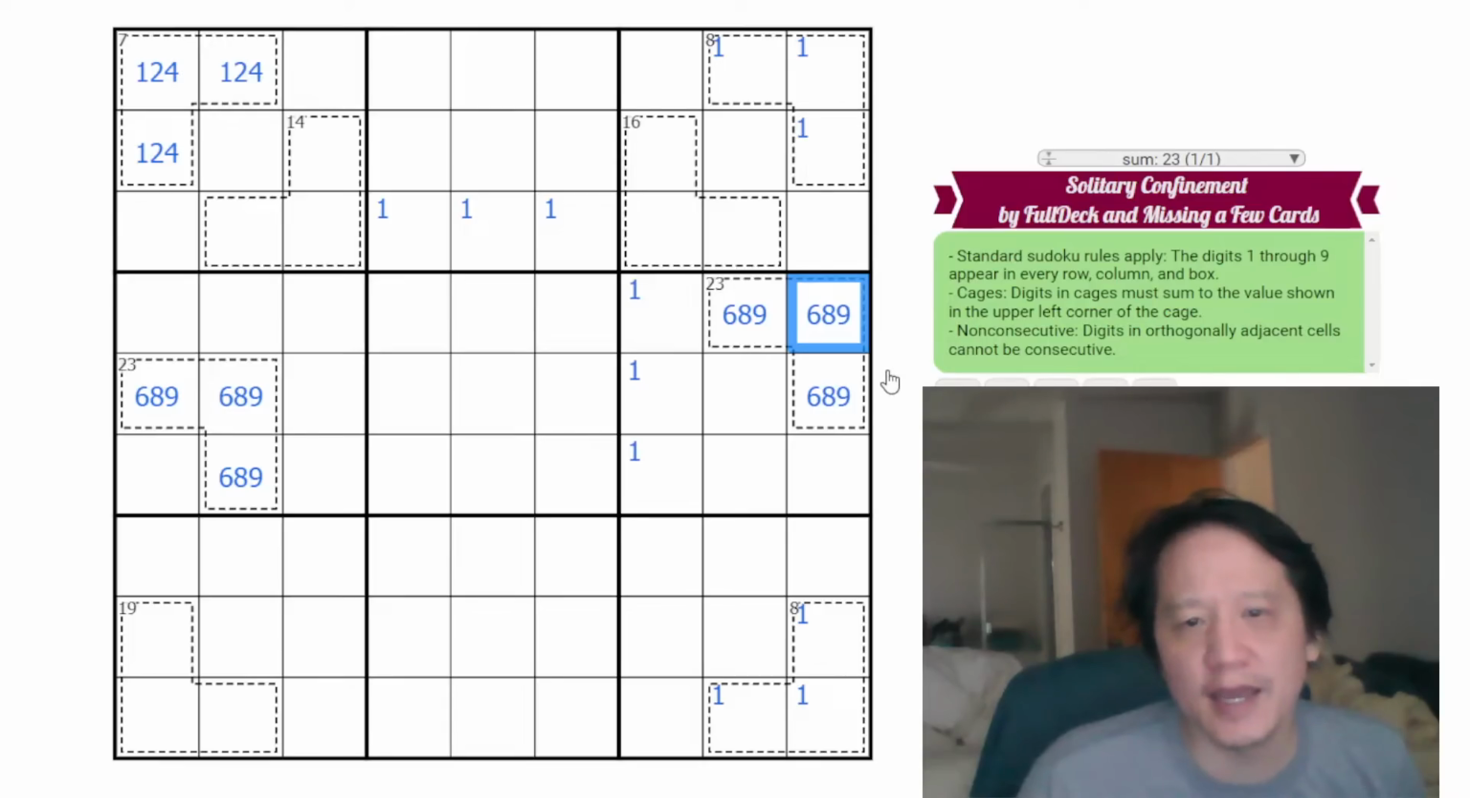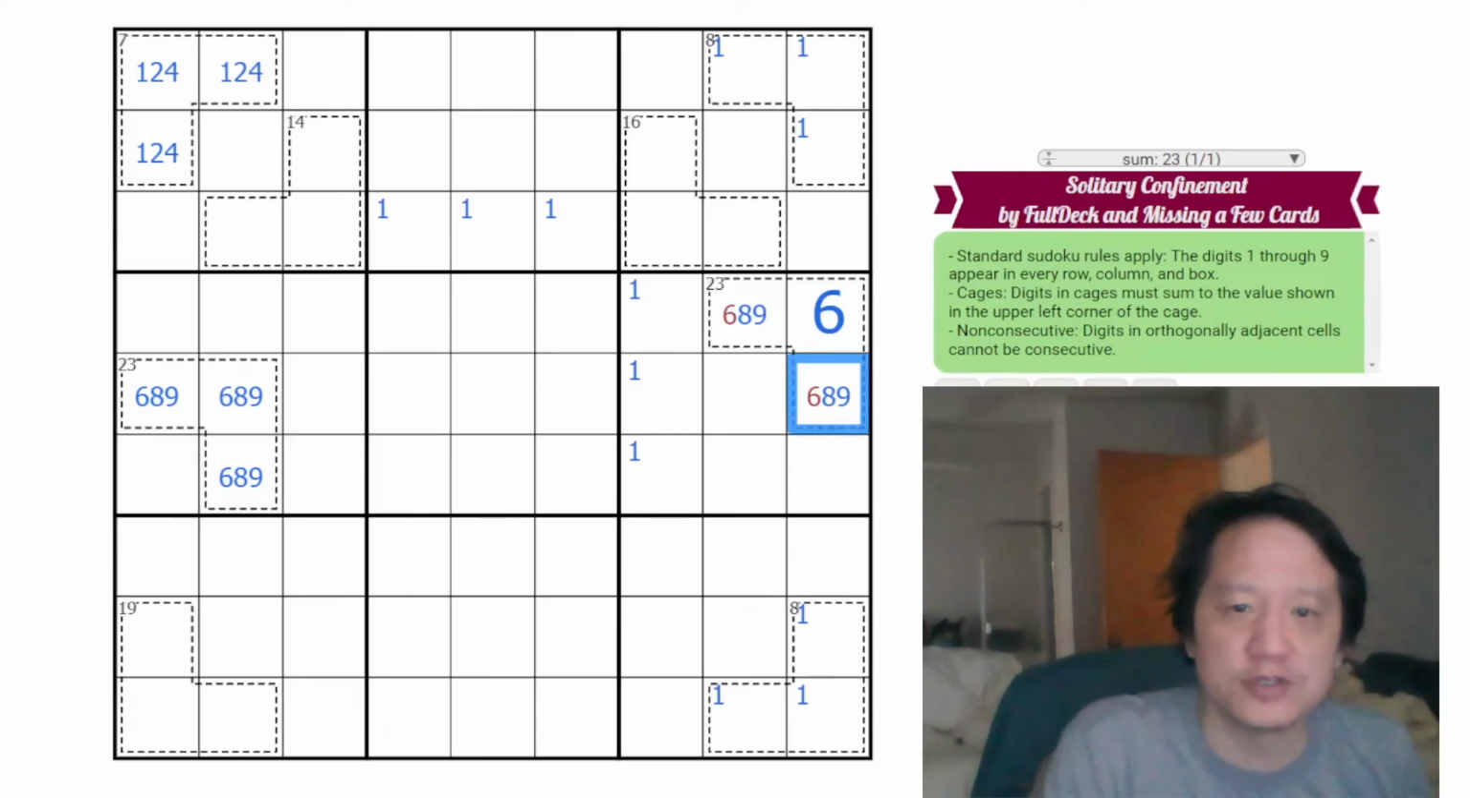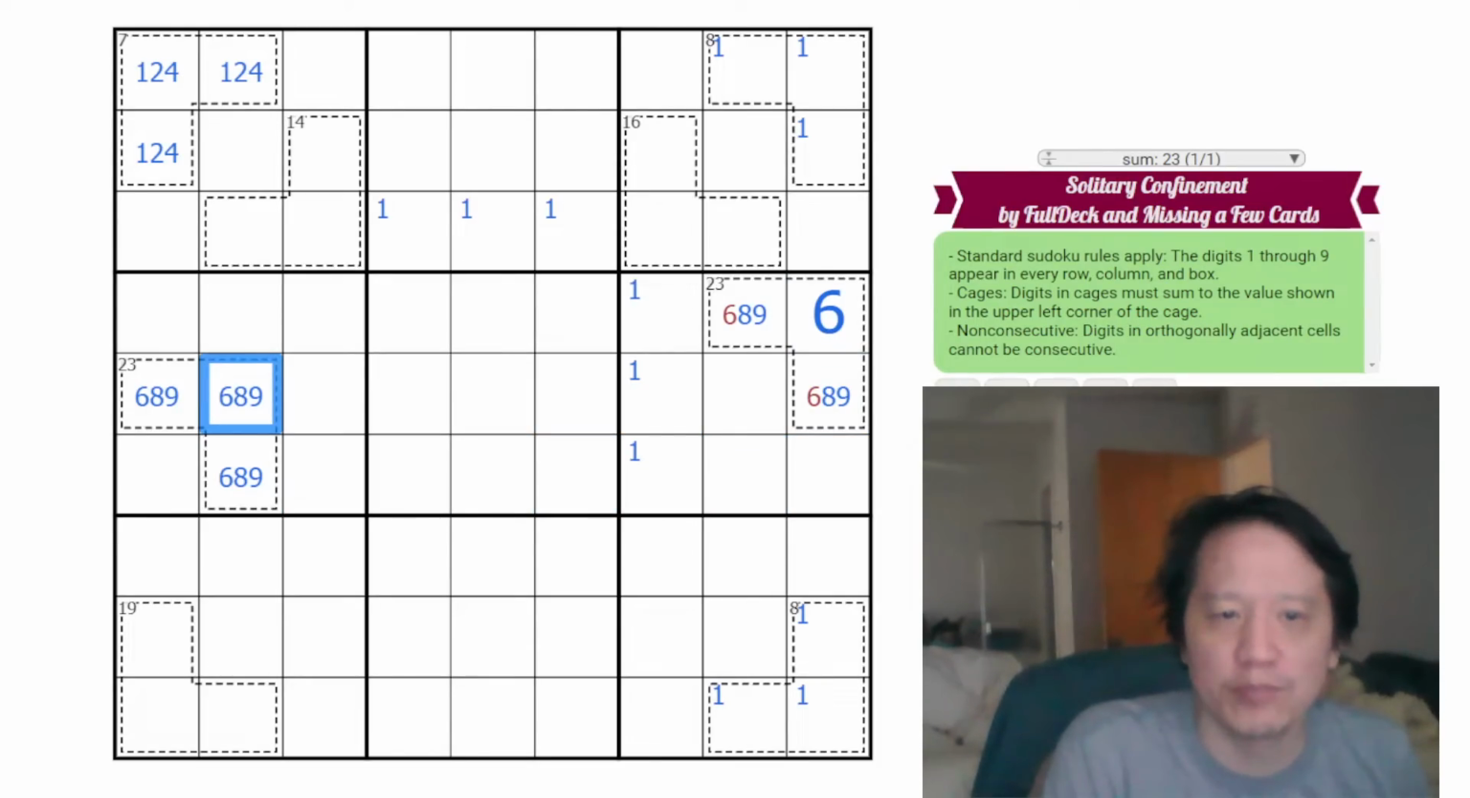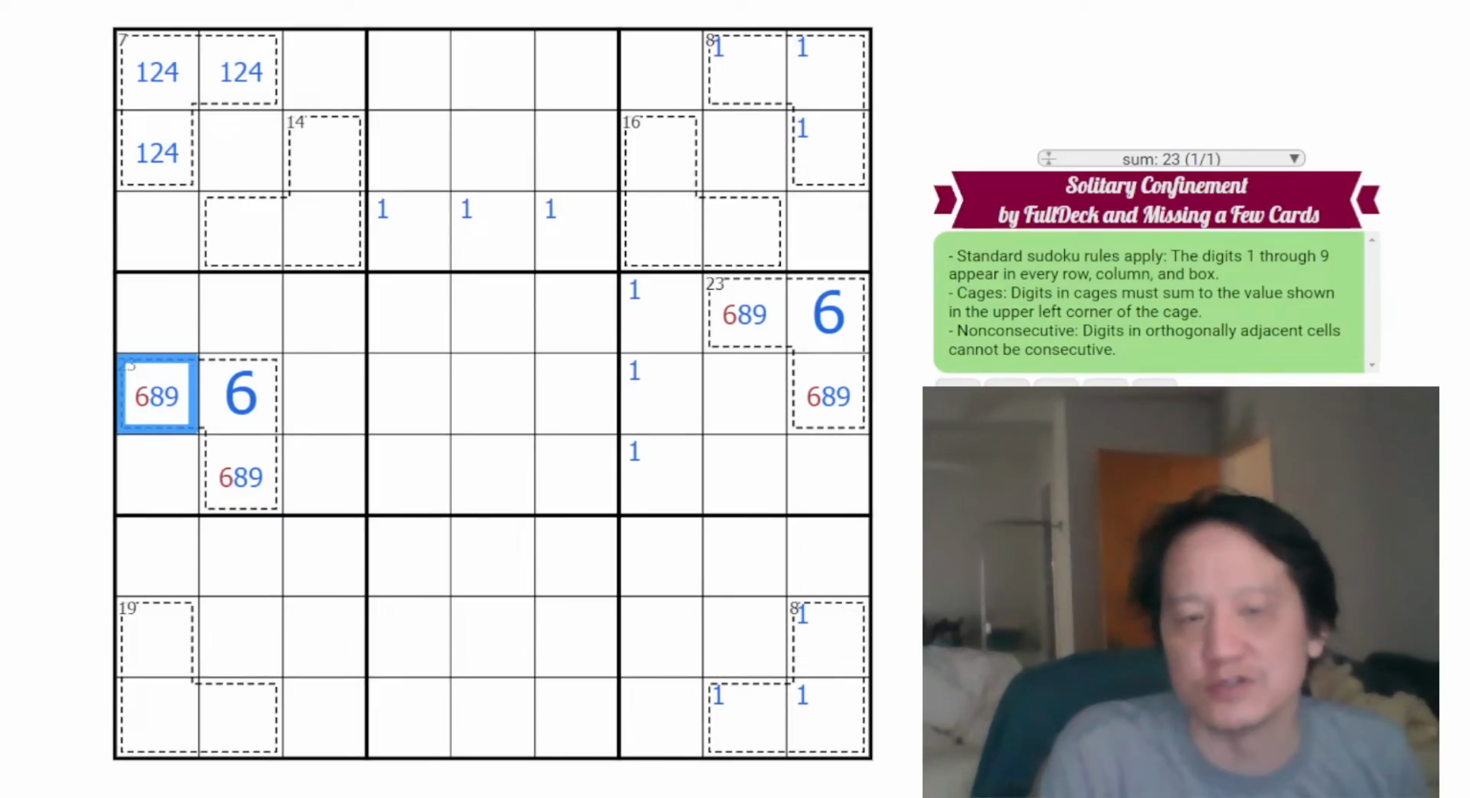So this cannot be 8 or 9, because if this is 8 or 9, the other one has to be in one of these two, which are both orthogonally adjacent to this one. So this is a 6. With similar logic, this has to be 6 also.